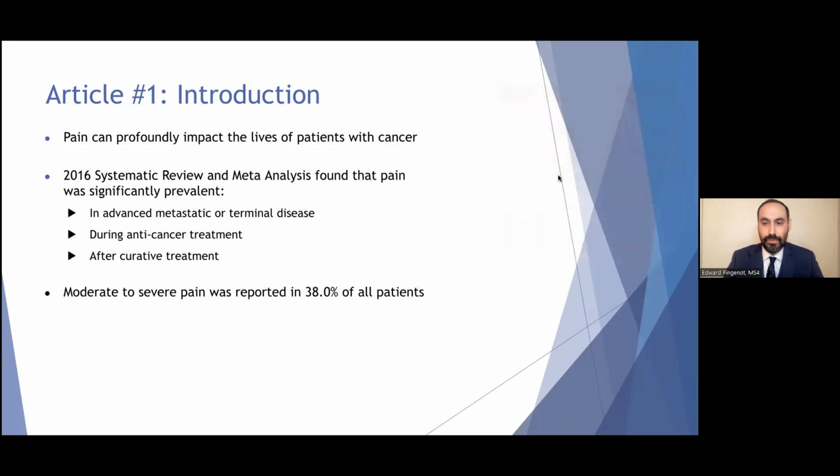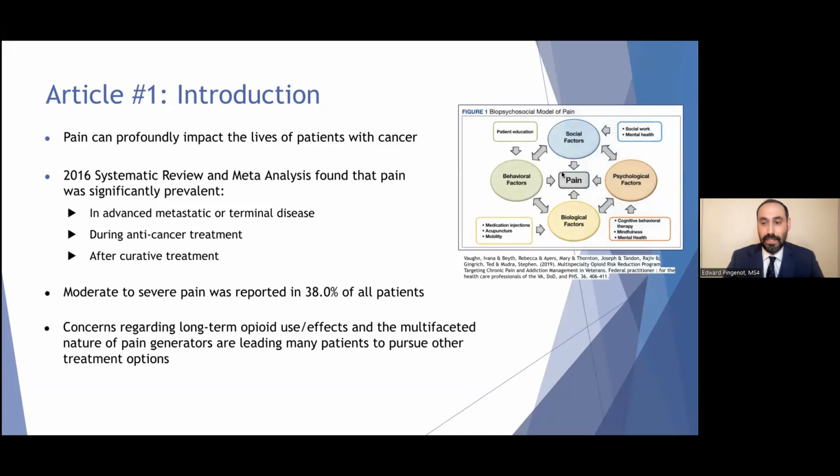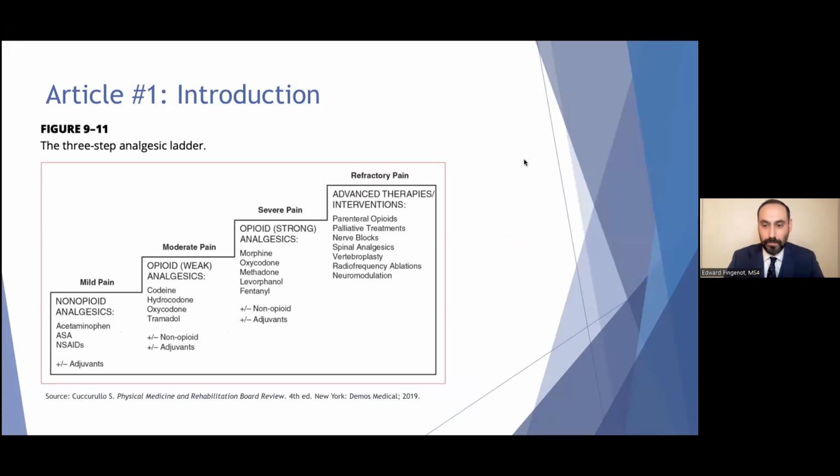And as one might imagine, pain, especially when untreated, can have wide-ranging effects on quality of life, functional status, and psychological well-being. And due to the multifaceted contributors to cancer-related pain that span the mind-body spectrum, it requires an equally broad therapeutic approach that might include some of the interventions that we'll discuss in the next 20 minutes or so.